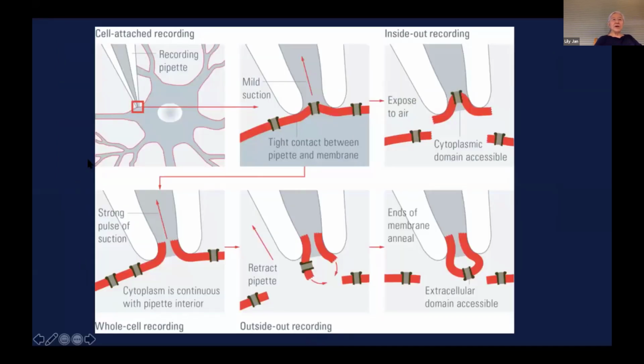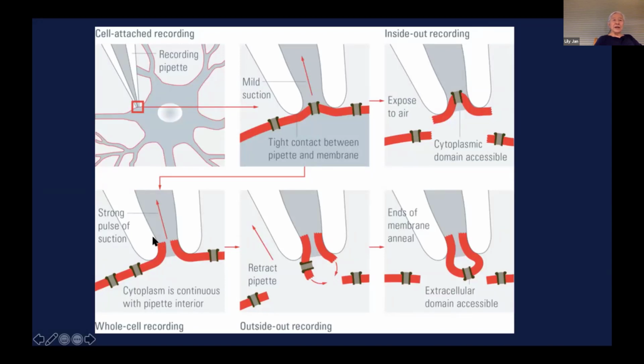So there are different modes for patch recording. Once the patch electrode forms a tight seal with the cell membrane, we can do the cell attach recording. That's the example I showed you before. Or we can pull off this patch of membrane so that the cytoplasmic side of the channel is exposed to the solution. So it's easy to change the cytoplasmic solution and apply any modulators.